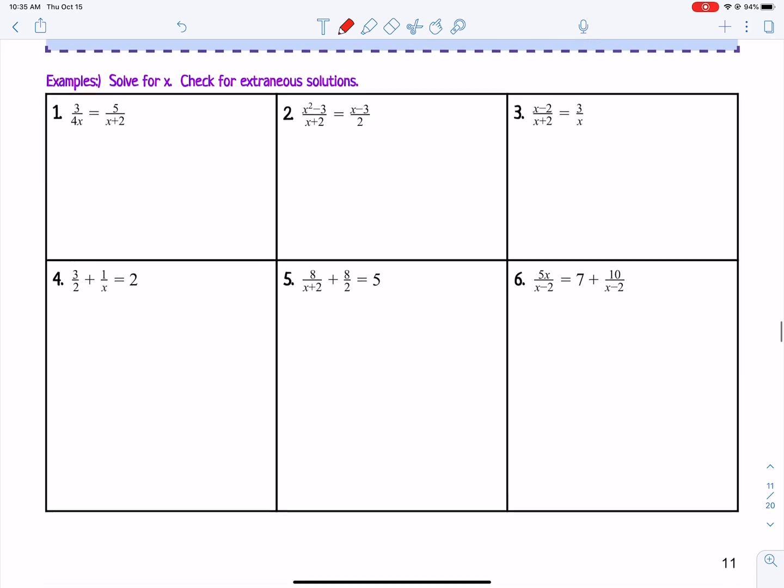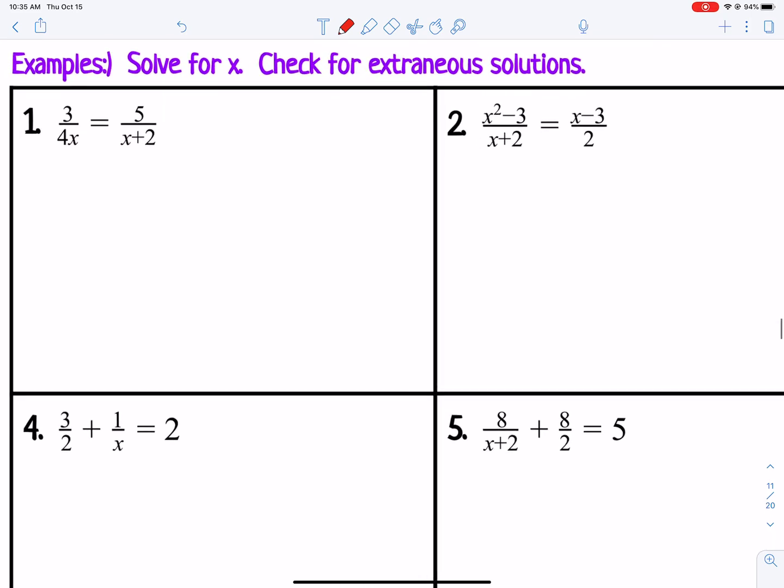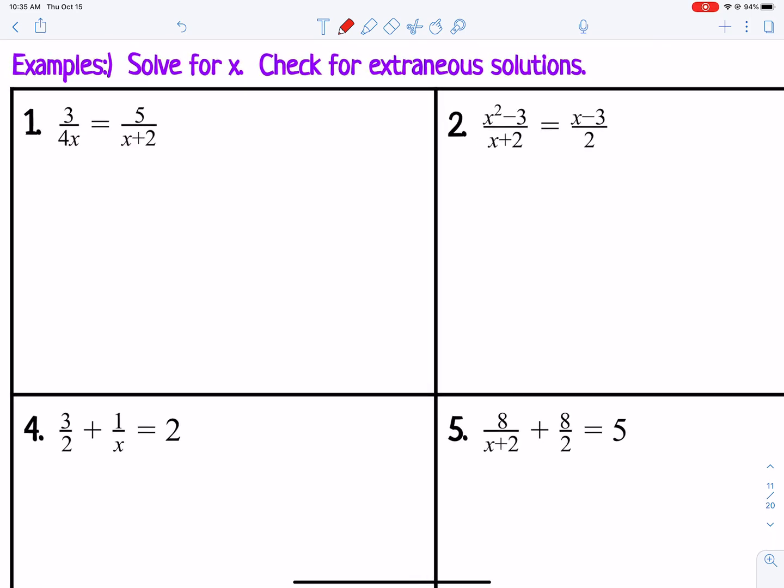So let's look at example 1. It says solve for x, check for extraneous solutions. So we have one fraction is equal to one fraction. We can cross multiply and write that out. So 3 times x plus 2 is equal to 5 times 4x. All right, so then let's distribute the 3, and we get 3x plus 6. And then 5 times 4 is 20. So 20x.